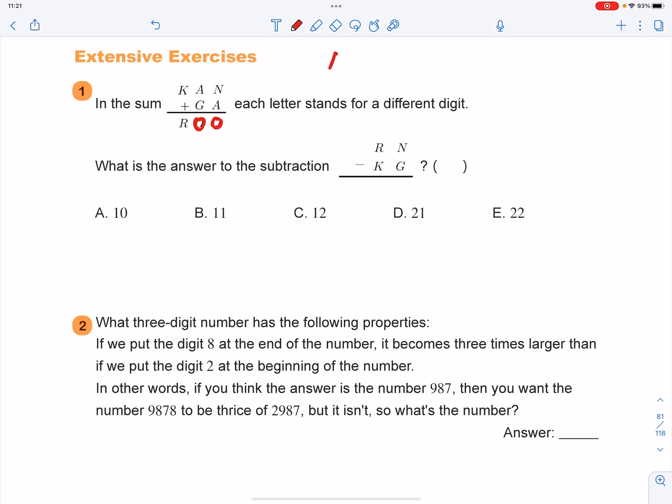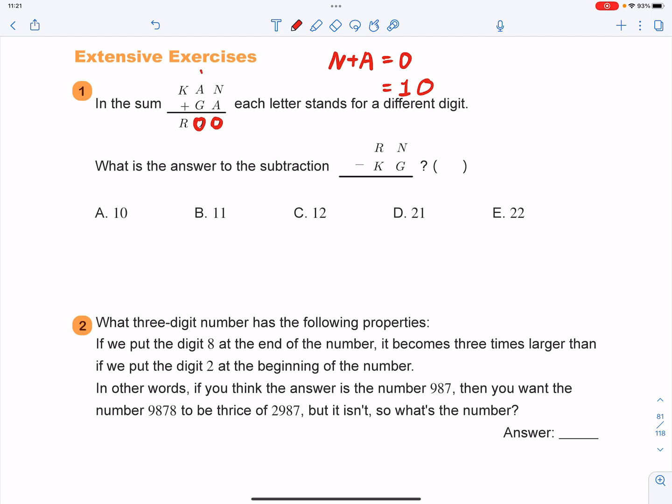And what does that mean? That means N plus A either equals O itself or equals something O. Meaning you carry over 1. So it must be 1O.